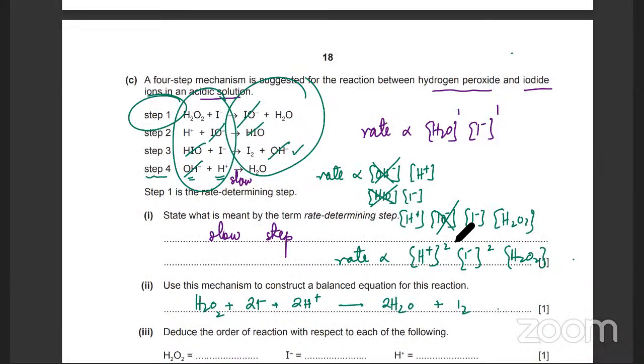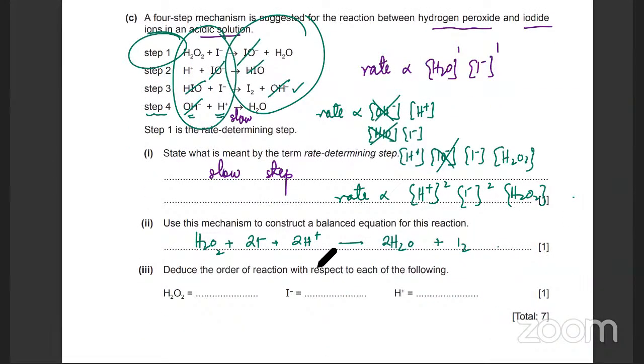Yes, sir. And he's saying reduce the order of reaction with respect to each of the following. So the first step was the slowest. So it depends on H2O2. I'm always forgetting the 2. So that's order 1. Depends on I minus 1, but there is no H plus 1 in the slow step, so that's 0.